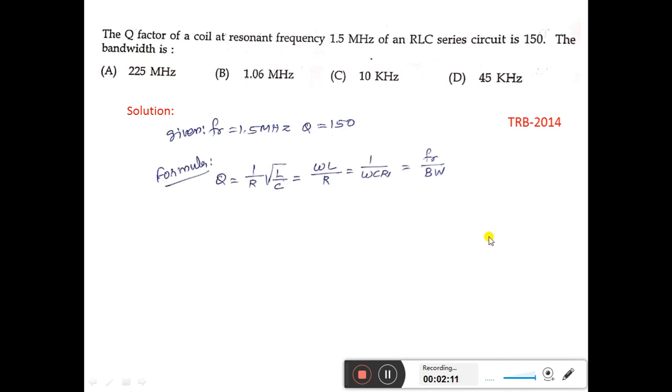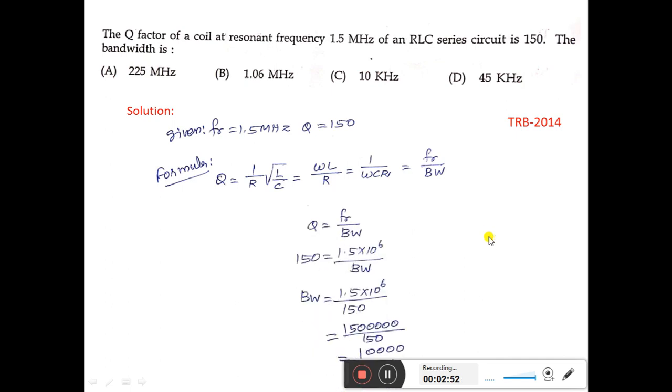In a series resonance circuit, that is RLC series resonance circuit, for Q factor we have different formulas. Q equal to 1 by R root L by C, another formula omega L by R, another formula 1 by omega CR, and one more formula, omega naught by bandwidth, that is resonance frequency by bandwidth. In the question, they have given only two data. They didn't give any L or C values. They only gave the resonance frequency and Q factor value. So we can calculate bandwidth using the formula Q equal to FR by bandwidth.